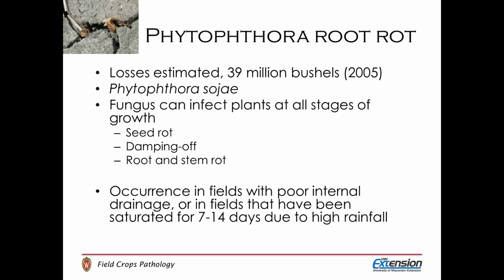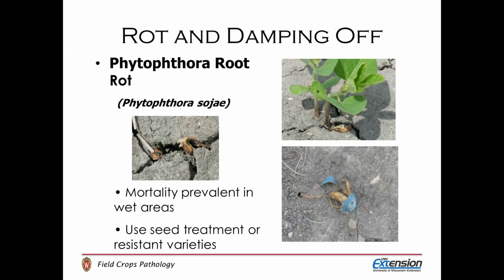and stem rot issues. Occurrence is typically in fields where we have poor internal drainage or standing water or water flows in a particular field. This particular group of organisms loves waterlogged soils, and so in those areas where you have saturated soil conditions, you might expect to see higher levels of Phytophthora root rot.